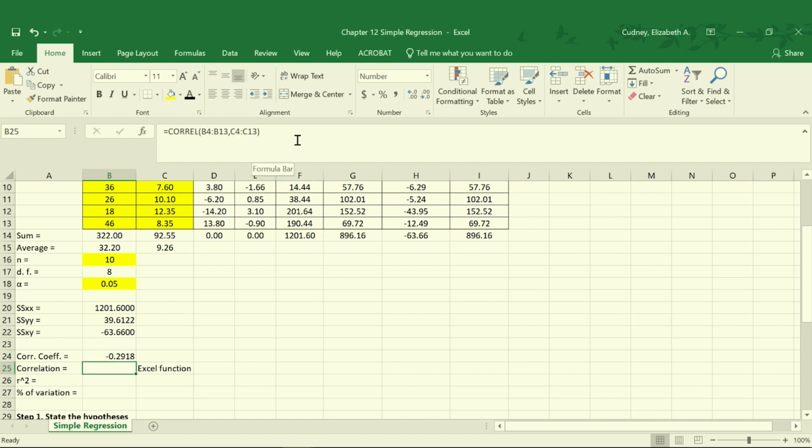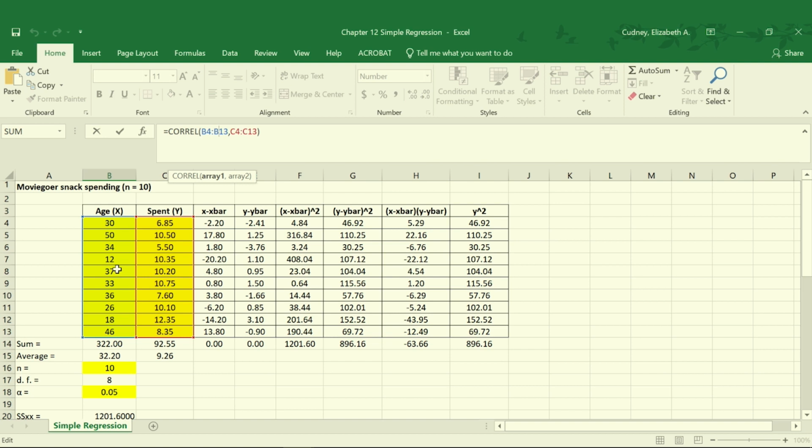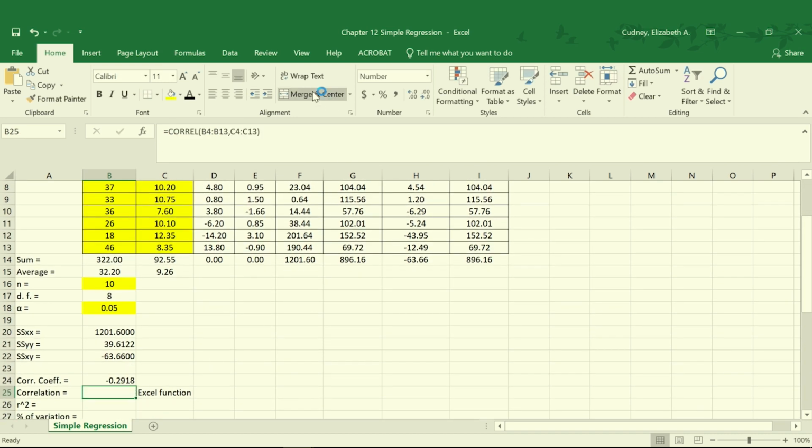We can use the correlation function in Excel, which is CORREL, C-O-R-R-E-L, and we're going to take our values from X, B4 through B13, and then our values from Y, our second array, which is C4 to C13. And that also gives us the same value, just a much easier way to go through and use a correlation function, whereas we had to do quite a few functions within Excel to get through it manually.